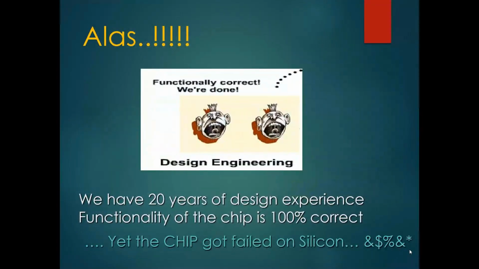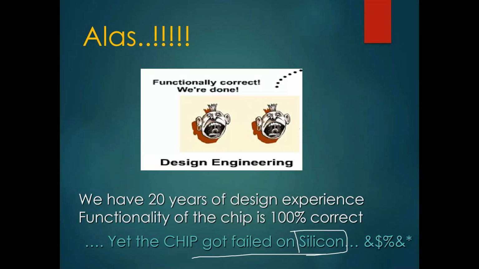So I have a scenario here where the design engineering team, which means the RTL team, is stating that they have 20 years of experience in writing the code for the functionality of the chip, and they expect it is 100% correct. But still, after manufacturing, the chip is failing. So the chip failed on silicon. Silicon here is nothing but the manufactured chip.